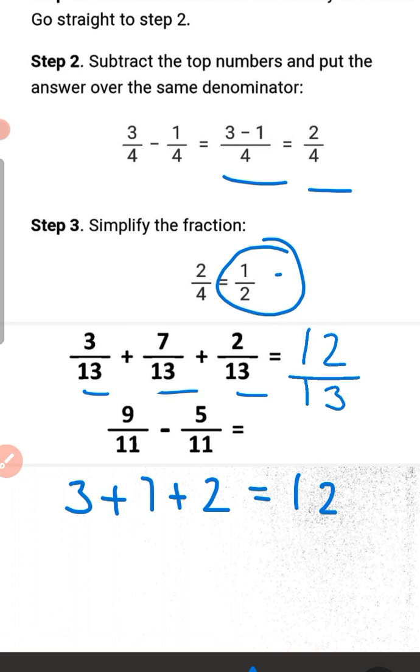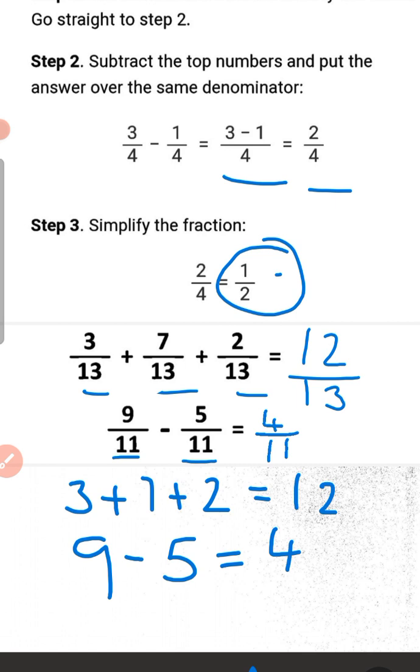Okay. Next is 9 by 11 minus 5 by 11. Check the denominators. 11, 11. Same. Like fractions. So what is the next step? Subtract the numerators. What is 9 minus 5? 4. So 4 by 11 is our answer.